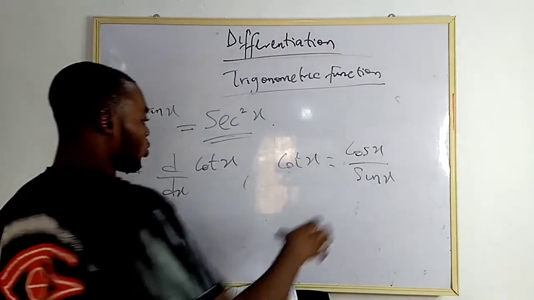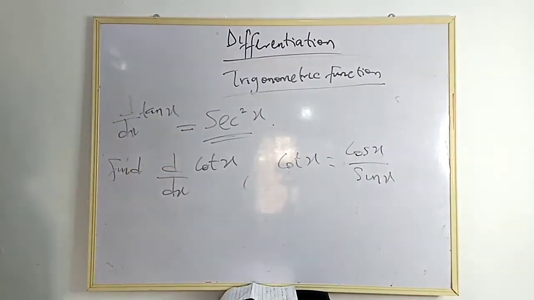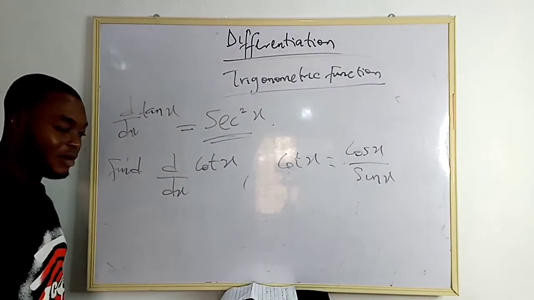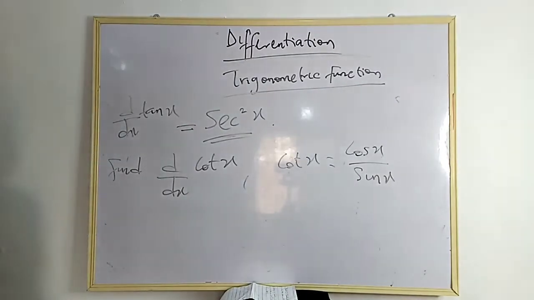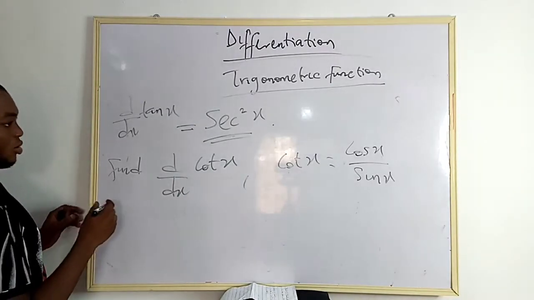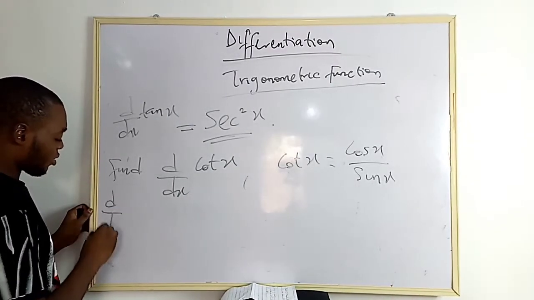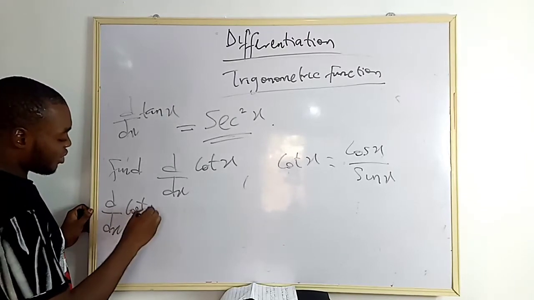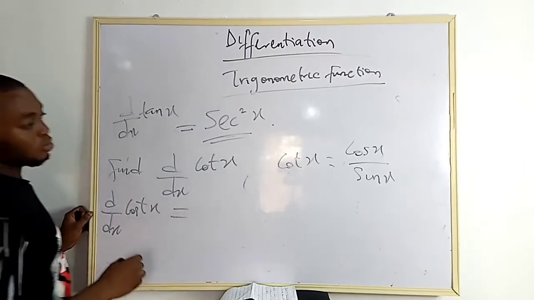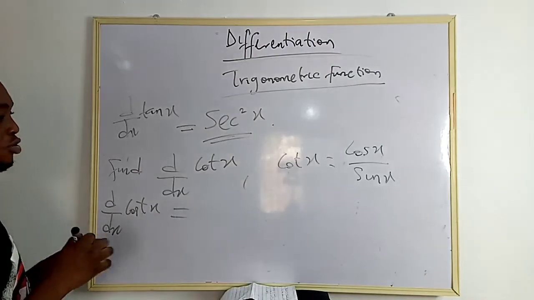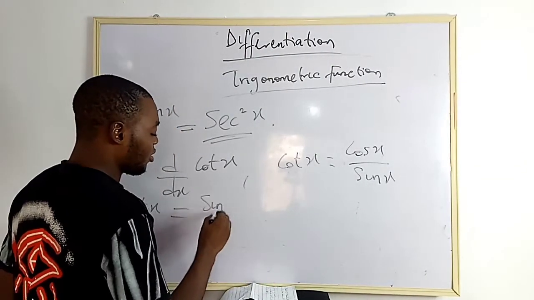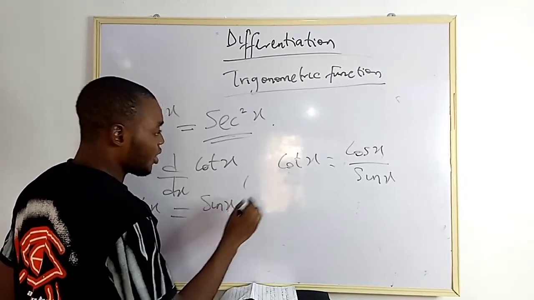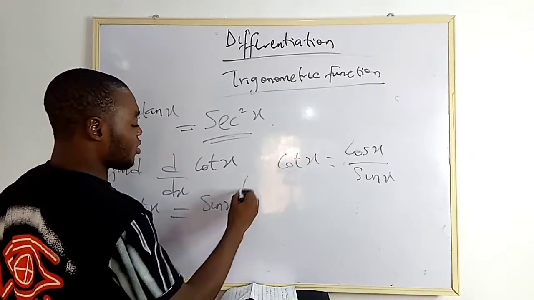So here now we have another fraction, a rational function, where we have to use the quotient rule, right? So this implies that d/dx of cot x will be equal to, remember we use the quotient rule, you take v first, sine x, du/dx, you differentiate u.